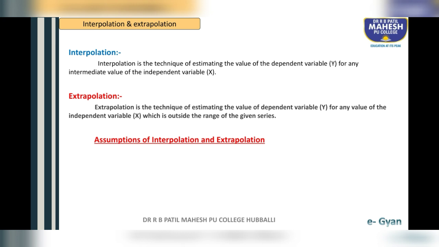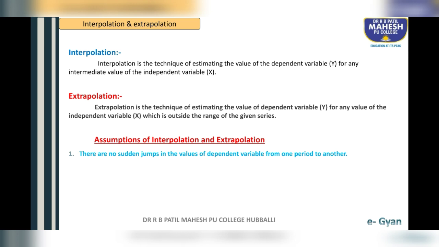The next important topic is the assumptions of interpolation and extrapolation. It is also very important. For 2 marks they will ask you to write the assumptions of interpolation and extrapolation, and you have to write any 2 assumptions. The first one is that there are no sudden jumps in the values of the dependent variable from one period to another.